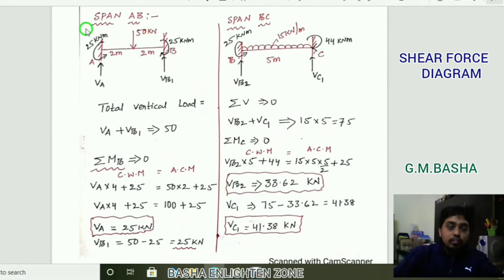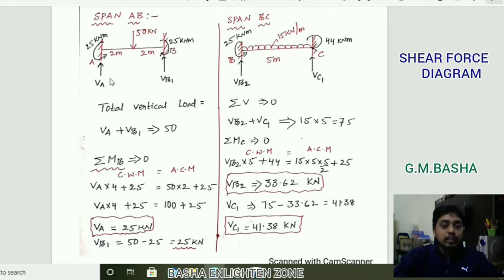So friends, first of all, see span AB here. First of all, I am taking the total vertical loads acting on the span, that means sigma V equal to 0. Sum of the total vertical loads acting on the particular span AB will be equal to VA plus VB. Both are acting in the upward direction. Here I am taking upward positive, downward negative, and at the same time clockwise positive, anti-clockwise negative.